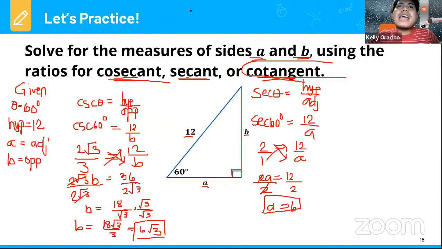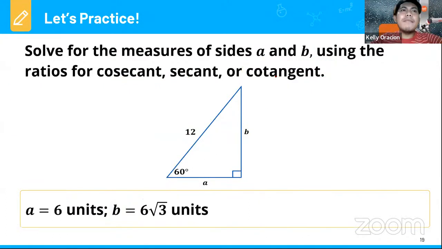Mortejo, walang CSC at SEC sa calculator. Sad to say, wala. Ano lang, for CSC, it's 1 over sine. For SEC, it's 1 over cos. Okay, so let's proceed now to our another problem. Tama kayo, 6 units and 6 square root of 3 units.